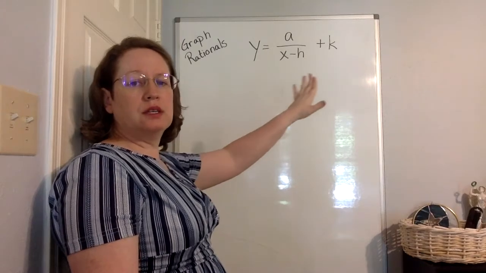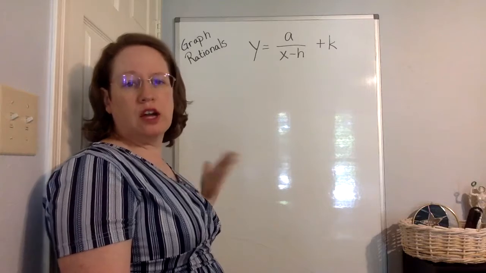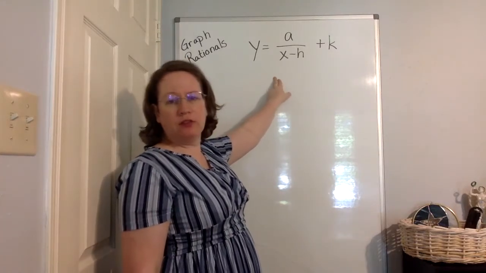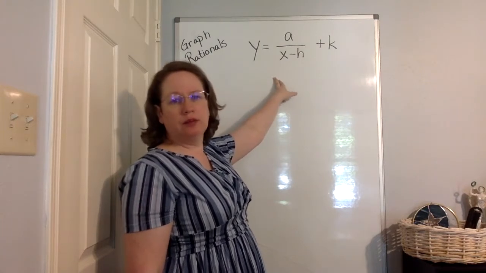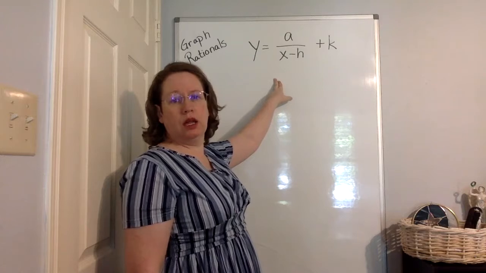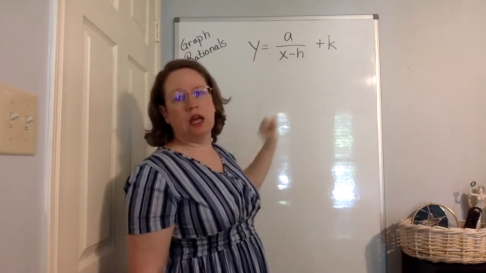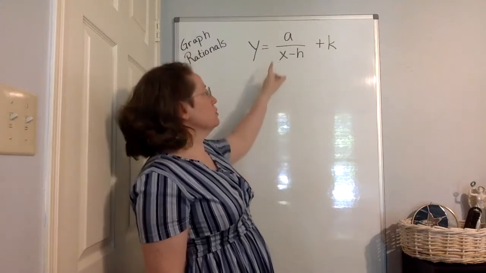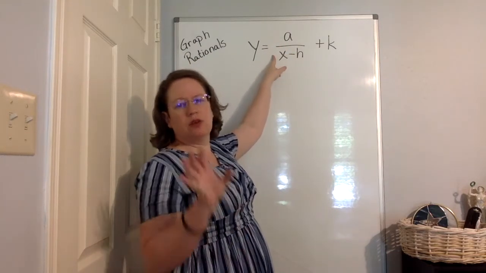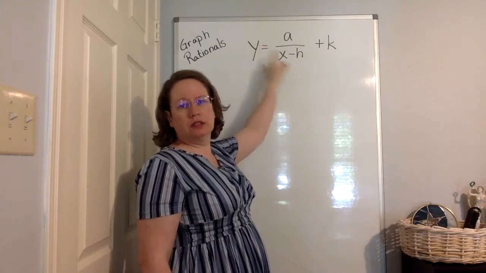Now this is our basic parent function for rationals, and if you'll notice, rational is fractional, right? So for rationals, I have a fraction every time. It's always going to be a fraction. I know you don't like them, but that's okay, because we can do it anyway. We still have A, H, and K. So the only difference for rationals is that A is on top instead of being out front. So A is still first, he's just on top instead of out front.